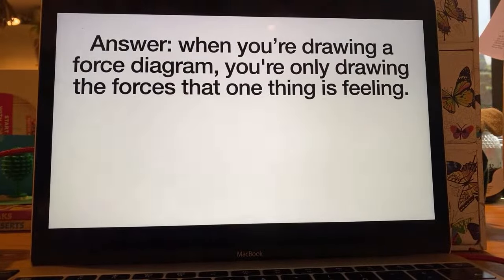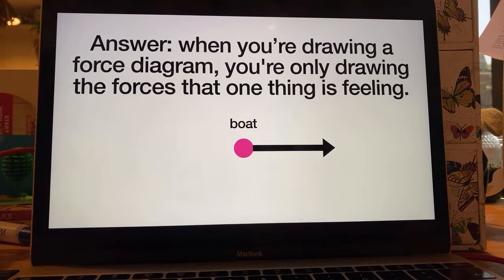So when you're drawing a force diagram, which actually, however old you are, you do need to learn how to do this according to the school, government, boards, I don't know. When you're drawing a force diagram, you're only drawing the forces that one thing is feeling. So if you're drawing a force diagram for the forces that are acting on a boat, just think about what the boat is feeling. What are the forces acting on a boat? Well, the boat is getting pushed by the water. The water is pushing on the boat, so we draw an arrow like that.